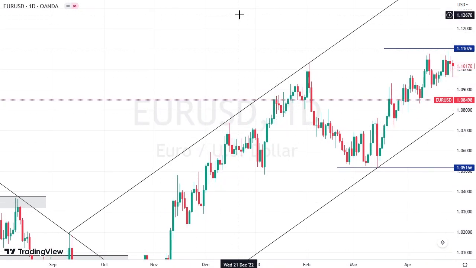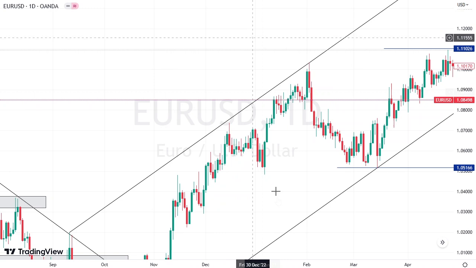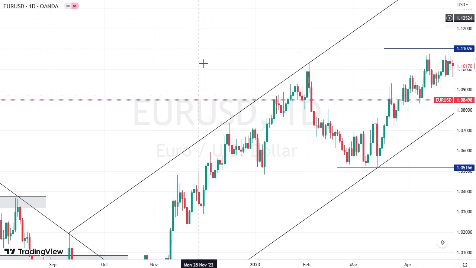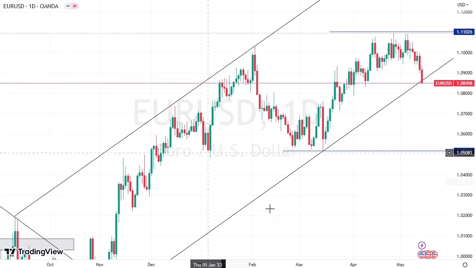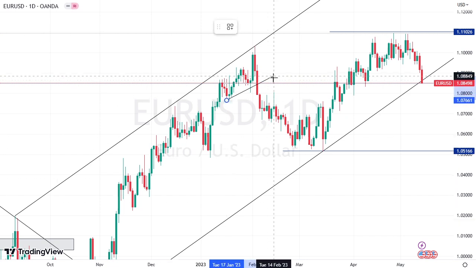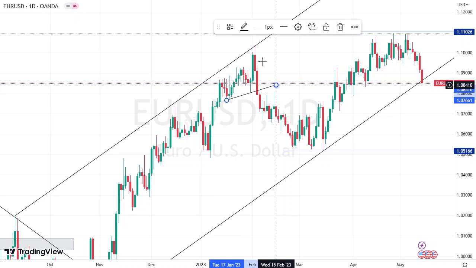if the market is ascending, it should break downwards. If it's descending, it should break upwards. So we had this ascending formation there. So we had this flag, then a breakout, an impulse, then a retest.